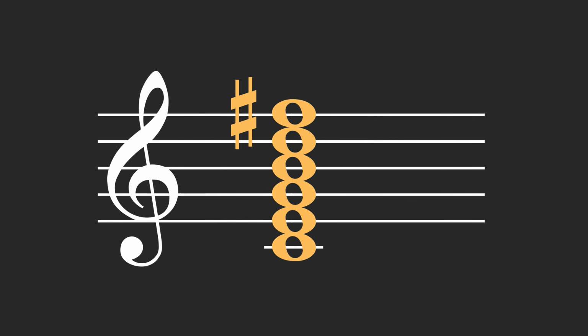Now, to find the sharp 11, we start with the root and then stack thirds. And then we sharp the 11. So in the key of C, the 11 would be F, and then sharp 11 would be F sharp. In the key of E flat, the sharp 11 would be A.